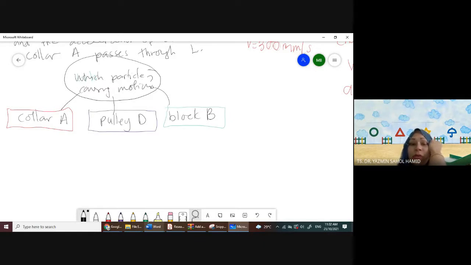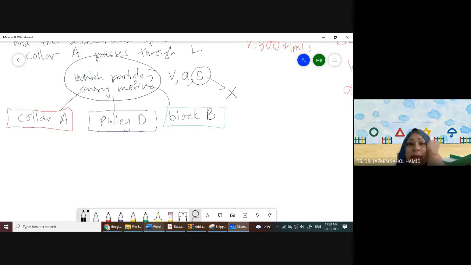So the next thing that we need to do is, if we know all these particles can have motion, it means when it has motion, it can have a velocity, it can have acceleration, and it can also have a change in position, right? Can you tell me what are the variables and the unknowns that you have for collar A, pulley D, and block B? For this question, let's take the change in position as the symbol X, okay?